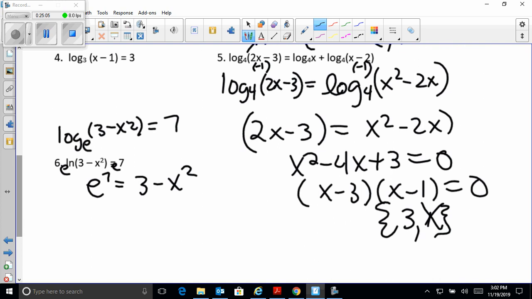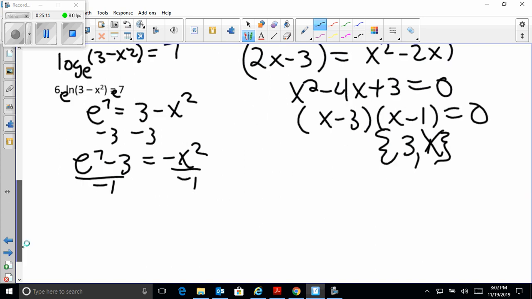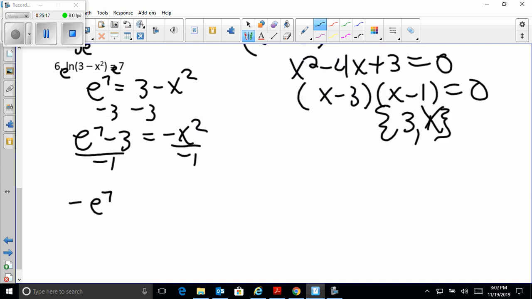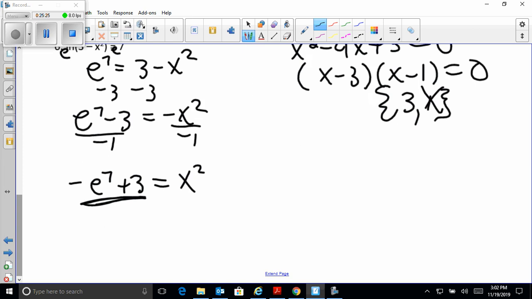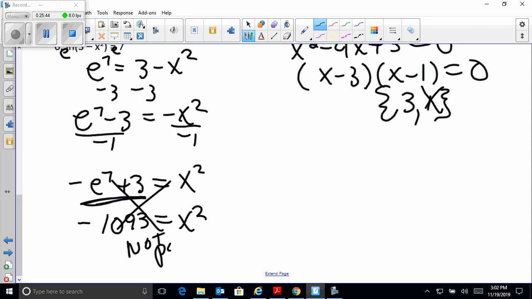Then I need to solve for x. e to the 7th minus 3 is equal to negative x squared. Divided by that negative 1. Negative e to the 7th plus 3 is equal to x squared. So if I put this in my calculator, I mean, I have to take the square root of both sides of it. I'm just going to put this in my calculator first. I'm already suspicious that something's not quite right. This is actually negative 1,093. Can I take the square root of a negative number? Not in the real number system, that's what we're doing. So this one doesn't have any solution, so it's not possible.